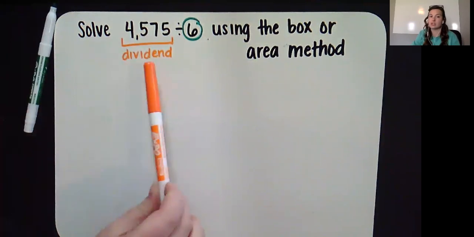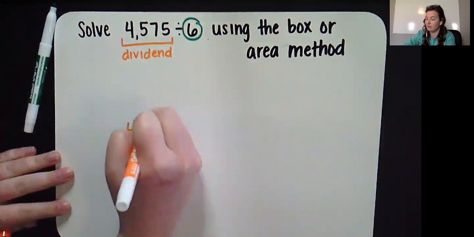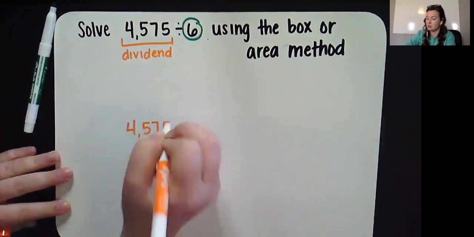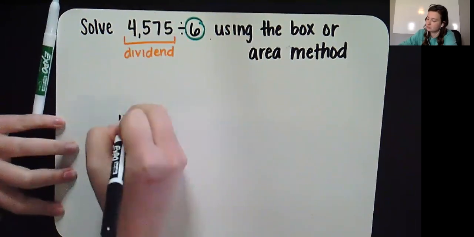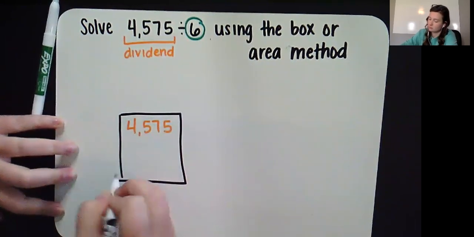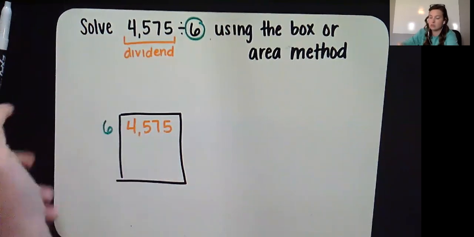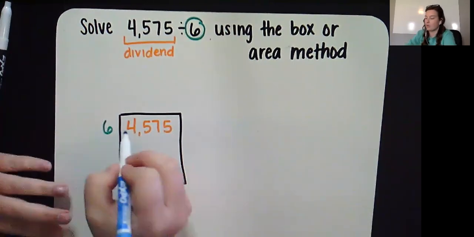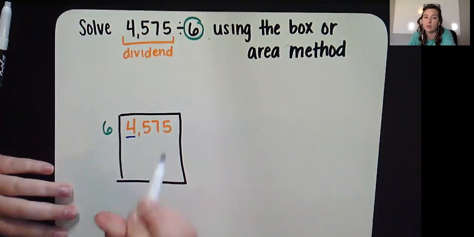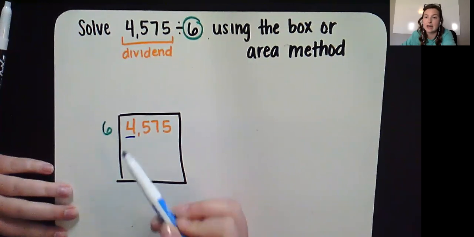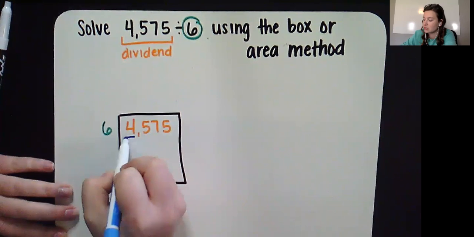So we're going to start with our dividend of 4,575. I'm going to put him in a box. I'm dividing that by 6. So I'm going to start at the far left side and look at the number 4. And I'm just looking at that 4. If I have 4 dots, how many groups of 6 can I make? Well, none, because 4 is smaller than 6.